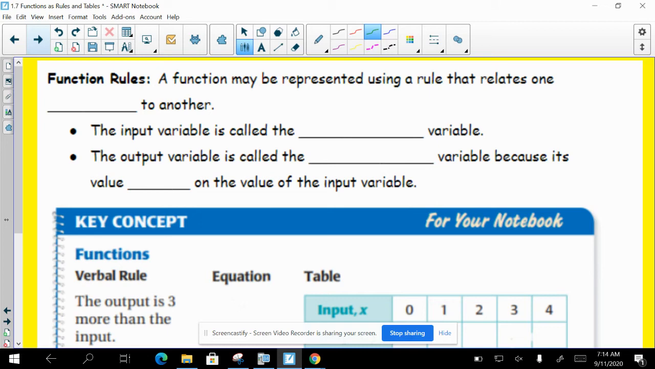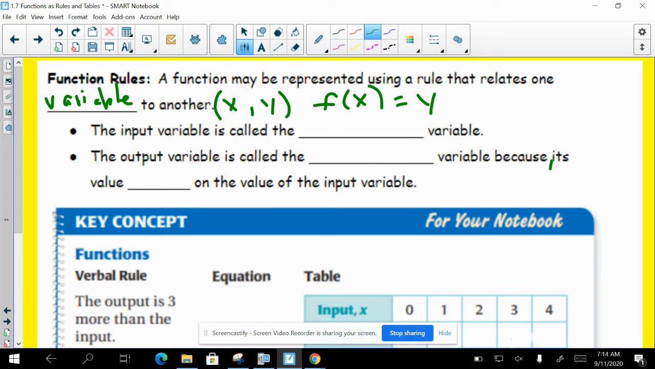So let's talk about function rules. Writing a rule for a function may be represented using a rule that relates one variable to the other. By variable, I'm just talking about x and y. Also to note, we're going to be using f of x, so you've probably seen that before, is the same thing as y. Notice I'm not saying f parentheses x, I'm saying f of x.